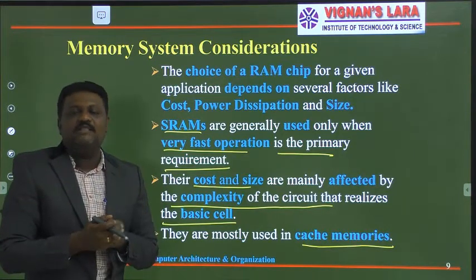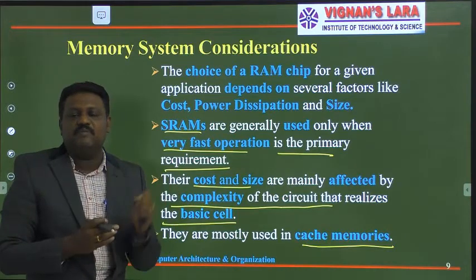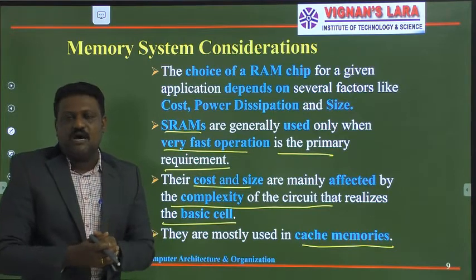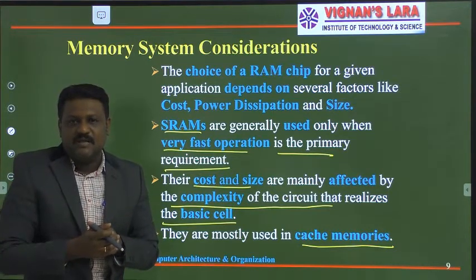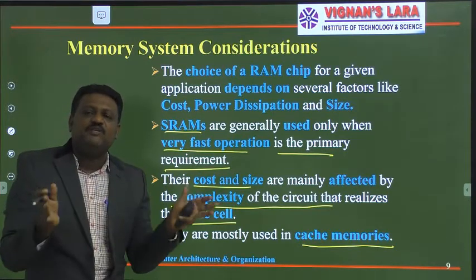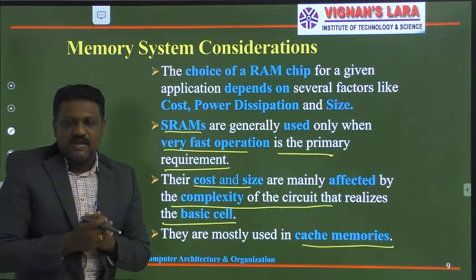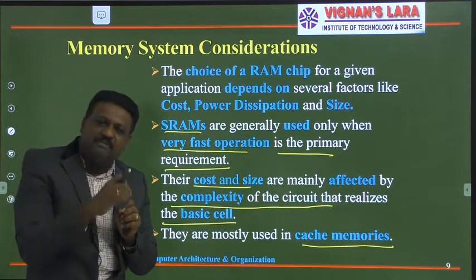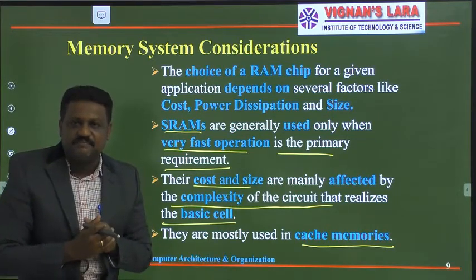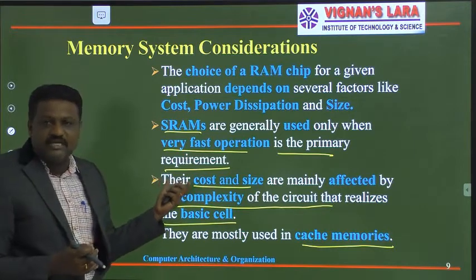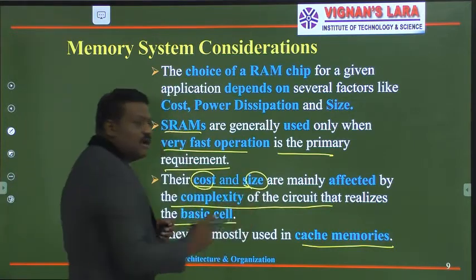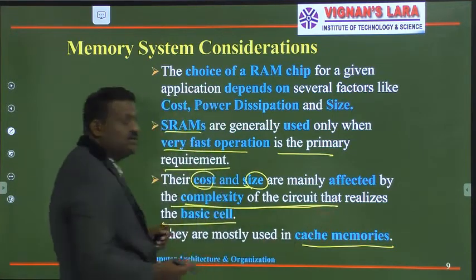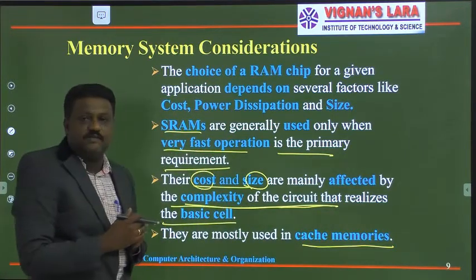Because in SRAM, each and every memory cell is designed with the help of 6 MOS transistors or 4 MOS transistors. That means the complexity of the system increases and the speed of operation of the system increases, because here the memory cell is designed purely with transistors. So here, what I can say is the cost and the size are mainly affected by the complexity of the circuit that realizes the basic cell.